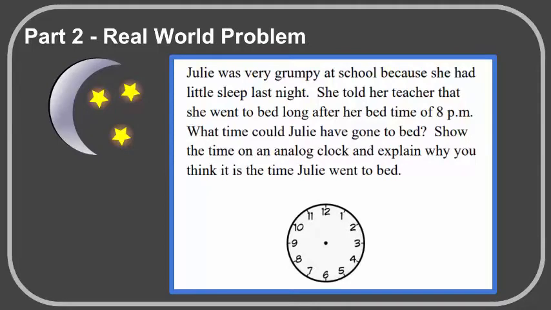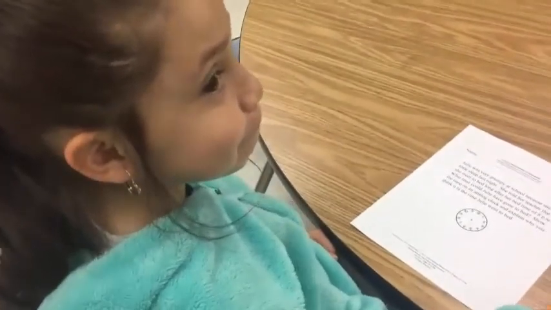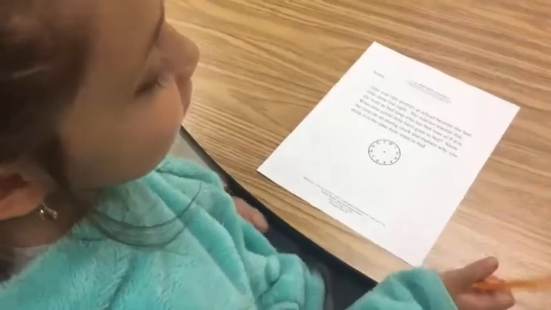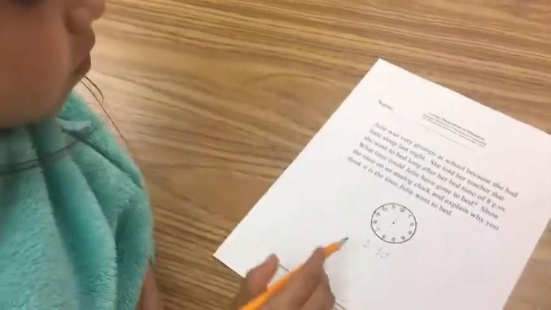Julie was grumpy at school because she went to bed after her normal bedtime. She usually went to bed at 8 p.m. So what time could Julie have gone to bed? Have you ever gone to bed later than you're supposed to? No. Never? Have you ever gone to bed later than you're supposed to? Yes. Okay, well, if she was supposed to go to bed at 8 o'clock and went to bed later, what time could she have gone to bed? So what time do you think she went to bed?